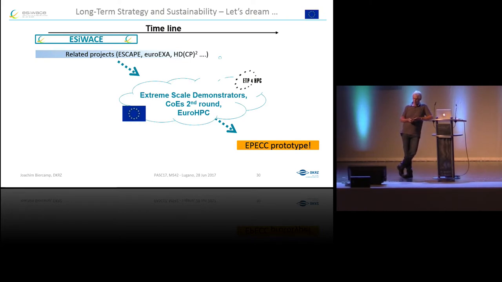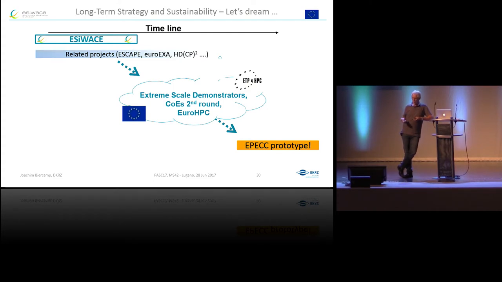there will probably be a call for what they call extreme scale demonstrators, which will be a number of pre-exascale systems funded with 20, 30, 40 to 50 million euro each within the next 3 or 4 years. There's a really new initiative, which is called HPC Europe. I think Thomas knows more about this than I do.